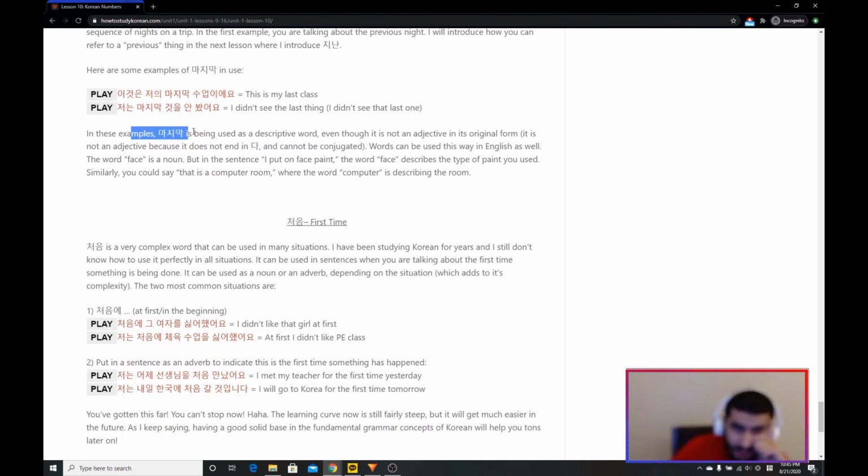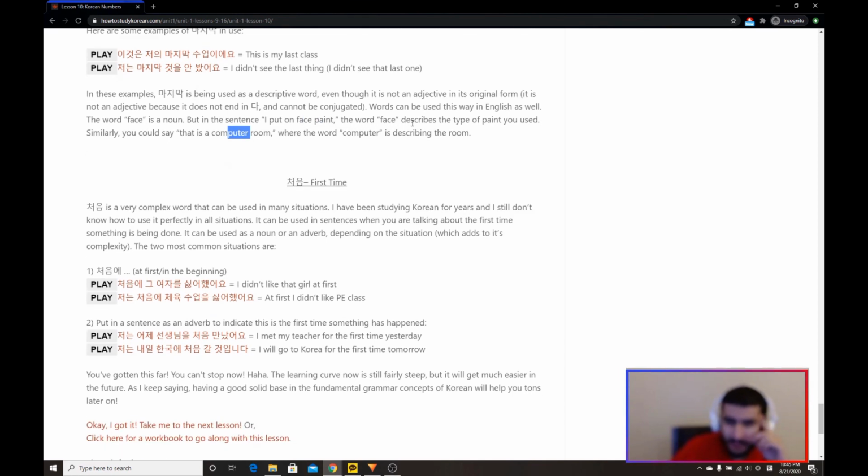In these examples, 마지막 is being used in this relatively long lesson. 마지막 is being used as a descriptive word even though it's not an adjective in its original form. So it like doesn't end in ta. Words can be used this way in English. The word face is a noun, but I put on face paint. The word face is describing paint. Like computer room. Again, computer is a noun, but it's used as an adjective. You don't have to worry too much about.